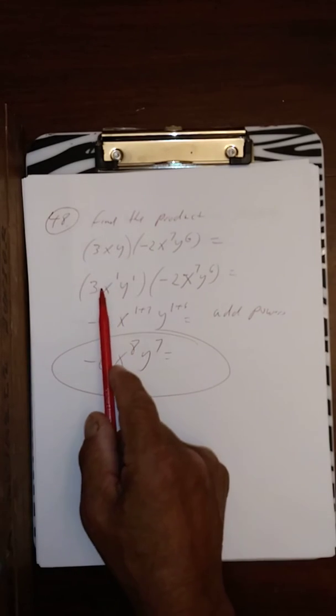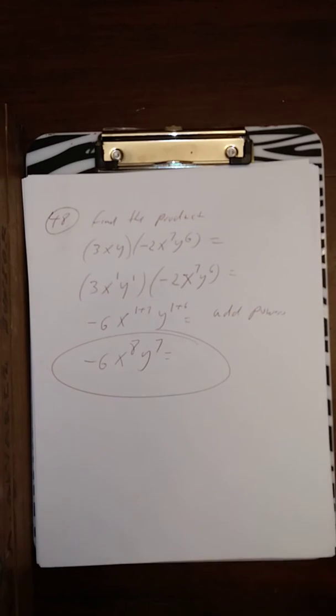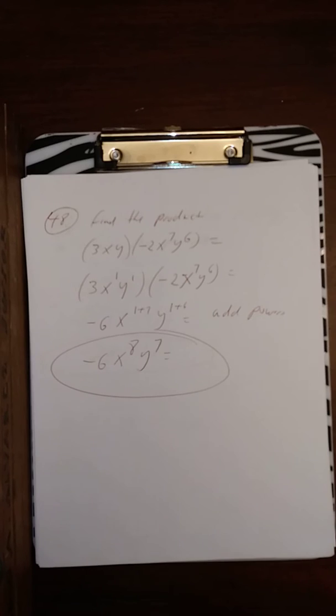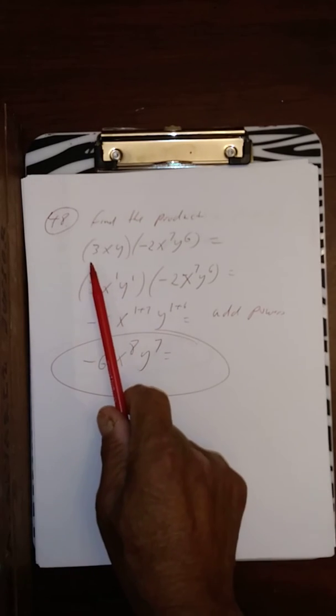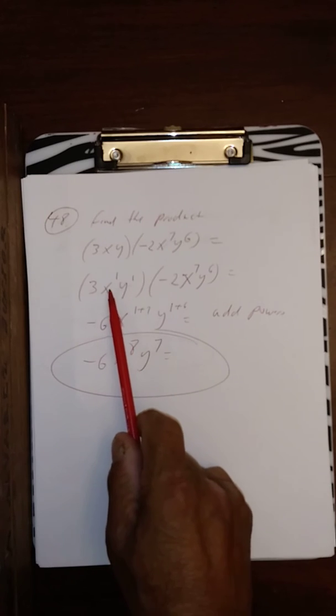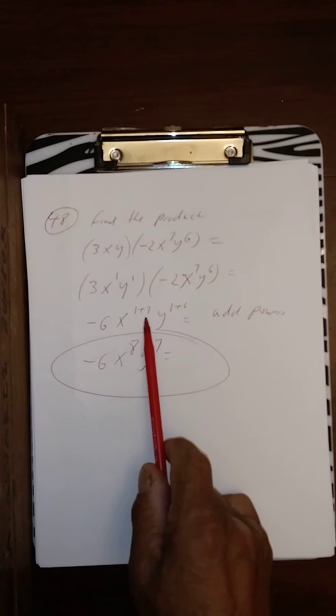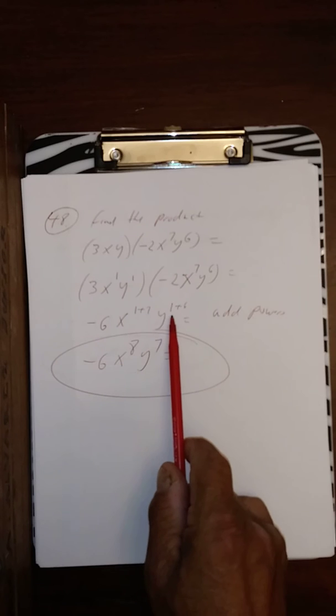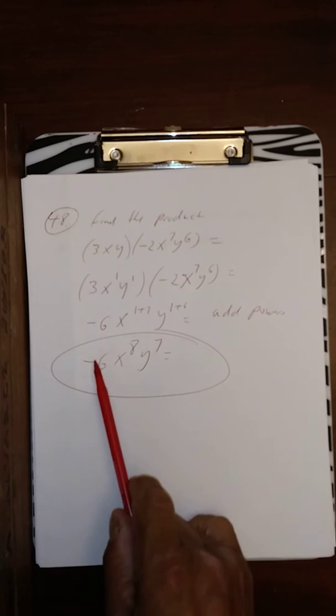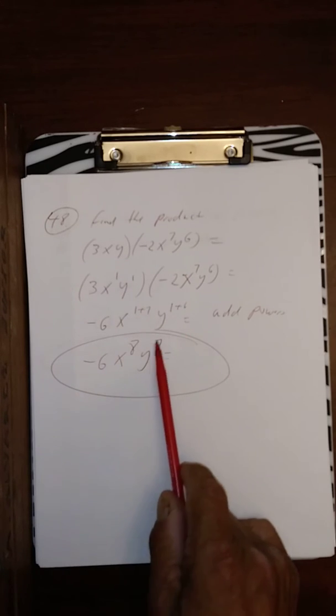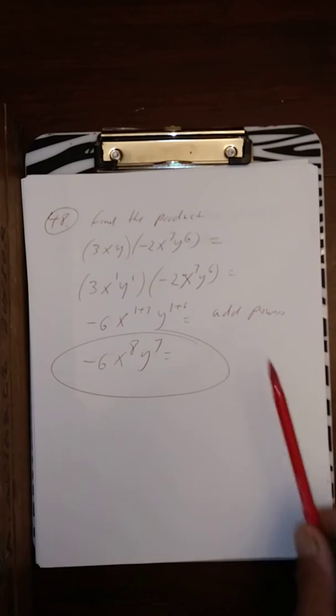Multiply this out. So that's going to give you a negative 6, x to the 1, x to the 7, 1 plus 7. That one's going to give you a 1 plus 6. So negative 6, x to the 8, y to the 7. Add the powers.